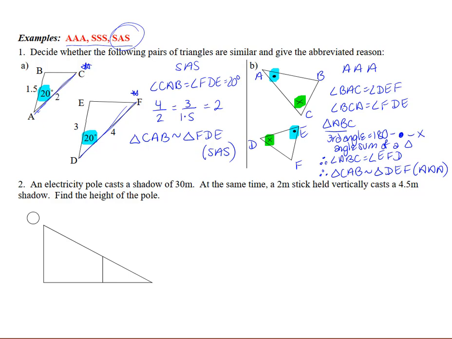Now let's look at the next one. An electricity pole casts a shadow of 30 meters. So this is the pole here, and its shadow is 30 meters. At the same time, a 2 meter high stick, so my stick here is 2 meters, casts a 4.5 meter shadow. Find the height of the pole. So first of all, I need to prove that these triangles are similar. So we're going to assume the pole and stick are at right angles to the ground.